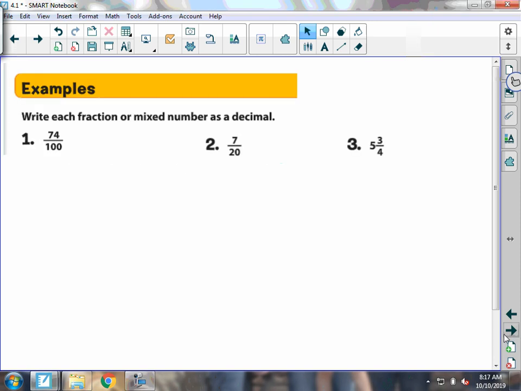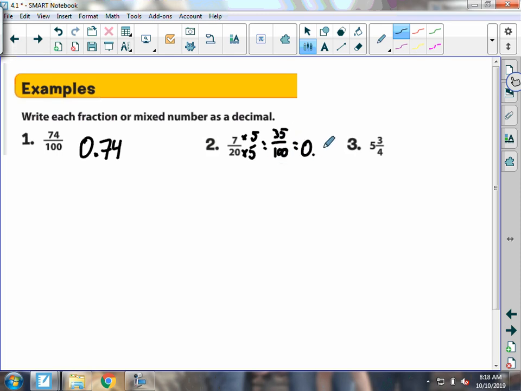Write each fraction or mixed number as a decimal. There's multiple ways that we could solve these. Okay? The first is if it's over 100, then this would just be 74 hundredths, which would be 0.74. I could change 20 to 100 by multiplying it by 5. So that would give me 35 over 100, which would give me 35 hundredths.